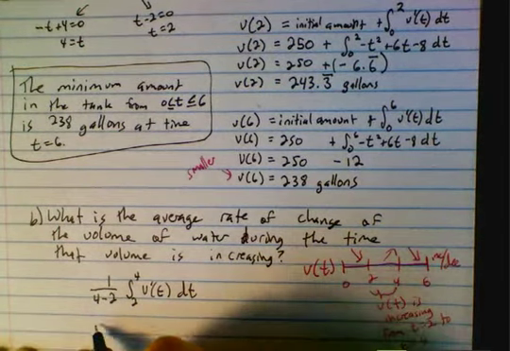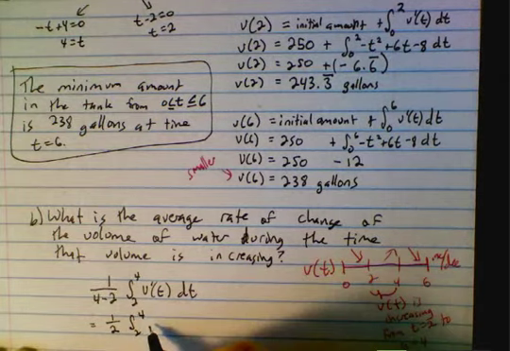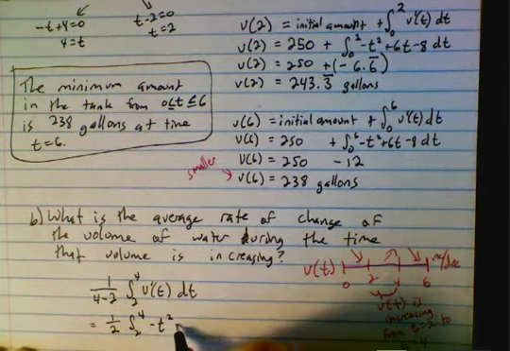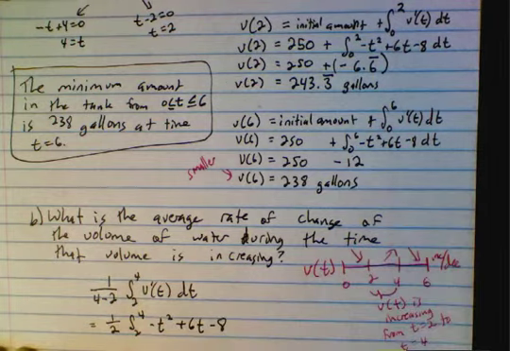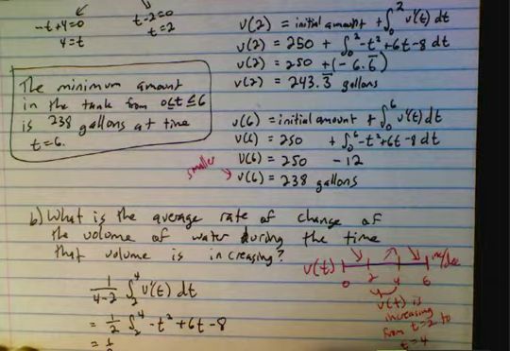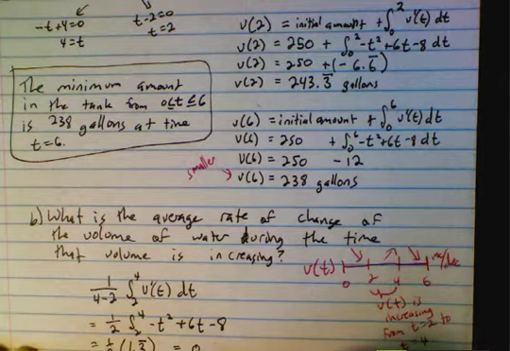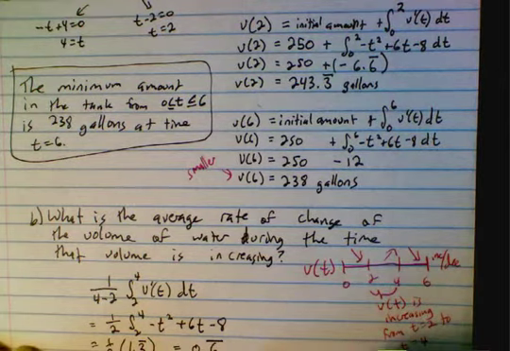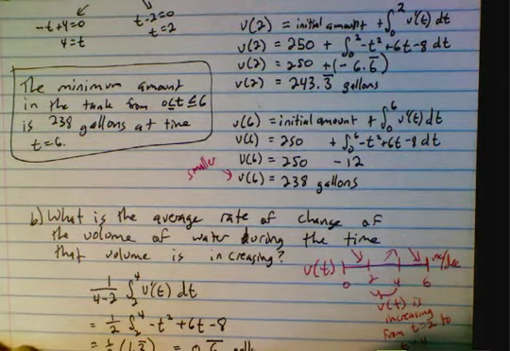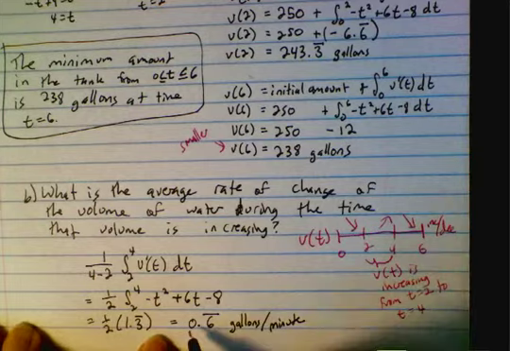So this is 1/2 integral from 2 to 4 of negative t squared plus 6t minus 8. And if we put that into the calculator, that's 1/2 times 1.3 repeating, which equals 0.6 repeating gallons per minute. It's the same units that we had for V prime of t originally.